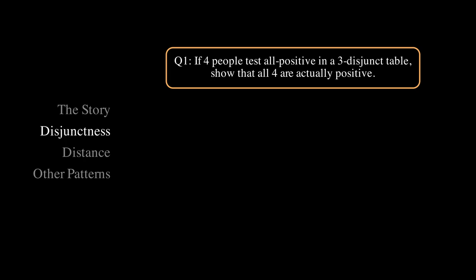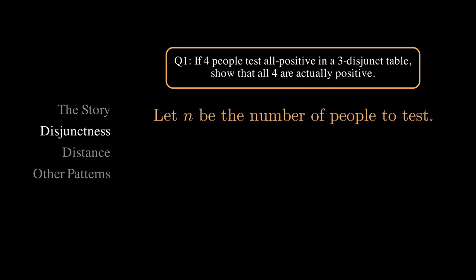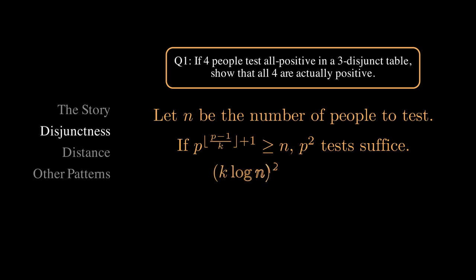The general statement following our reasoning is as follows. If you want to test n people, and if p is a prime such that the shown inequality holds, then you can test them with p-square tests in a 3-disjunct manner. If you want k-disjunctness, you just replace the 3 with a k. This amounts to slightly less than k times log n whole square tests being sufficient.